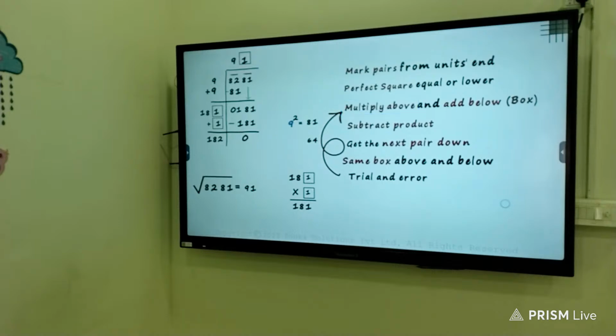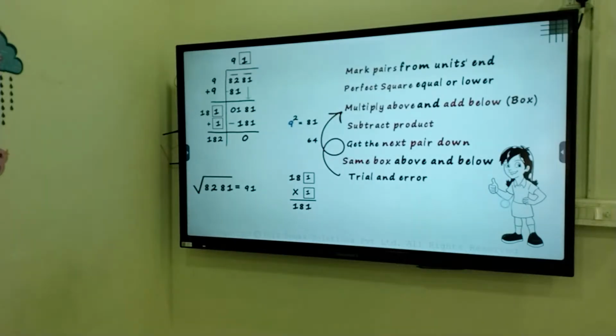After we find the number in the box, we go back to the third step. We multiply above. 181 multiplied by 1 gives us 181. Then we add the same digit below. 181 plus 1 equals 182. Then we subtract the product. 181 minus 181 gives us 0. And since there is no pair left, we stop and get the square root as 91. Remember, inside the two lines, we always subtract, and outside, we always add. To get a better idea, see the second part of this video, in which we have solved for the square root of another number using the same procedure.